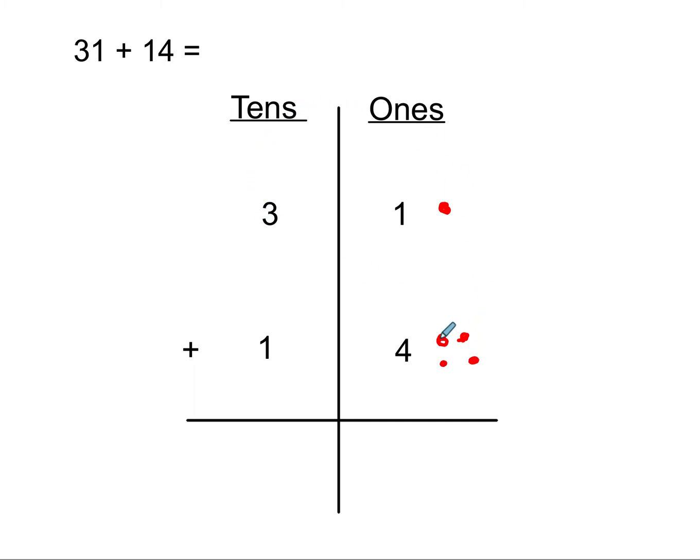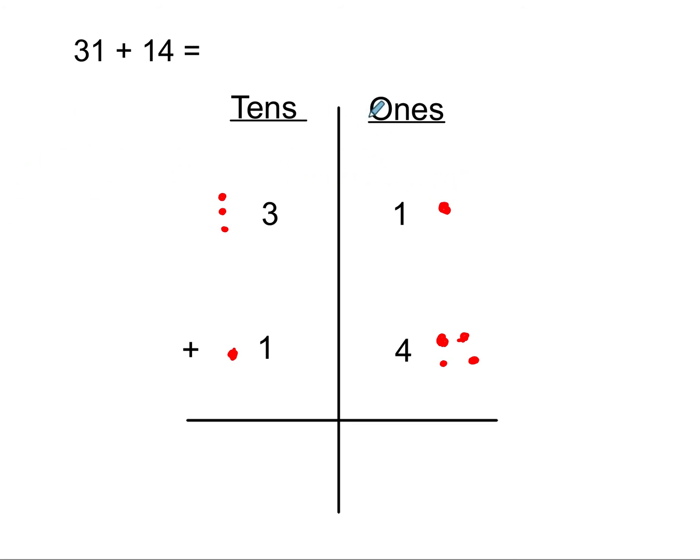Now we can draw our dots in the tens place. In 31, 3 is in the tens place. So how many dots do you think I'll draw? I'll draw 3 dots. In 14, 1 is in the tens place. So how many dots do you think I'll draw? I'll draw 1 dot. Now that we drew all our dots, we can start adding up our numbers.